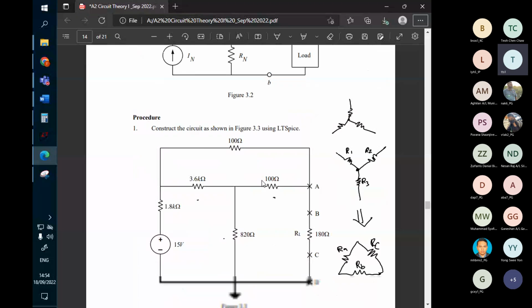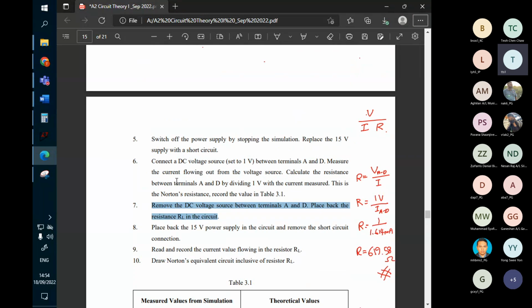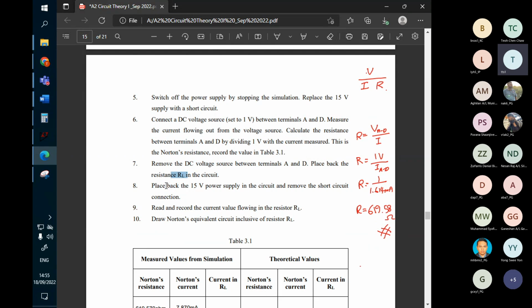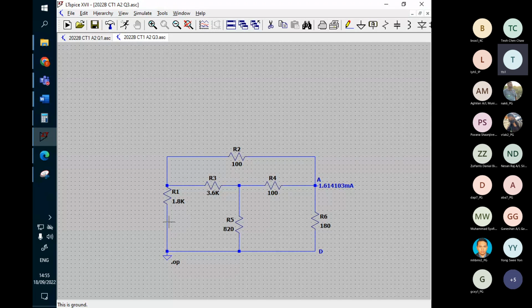Hey, wait. Am I in the correct step now? Excuse me. Remove DC source between terminal AD. Place back the RL. Now place back the 15-volt power supply. Remove the short circuit and place back the 15-volt power supply. So it's referring to here. So remove the short circuit here and put back our power supply.